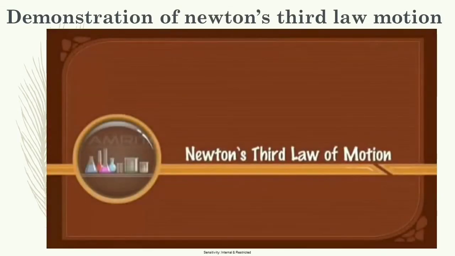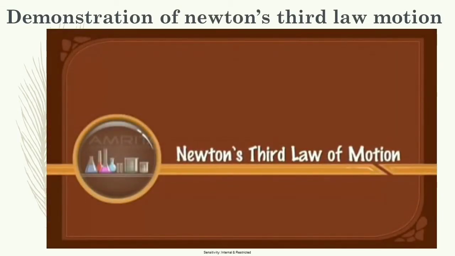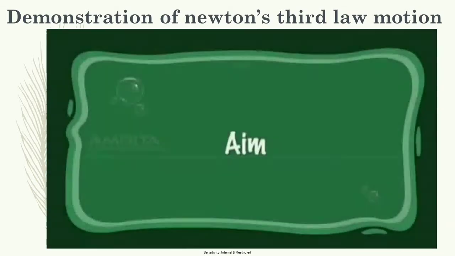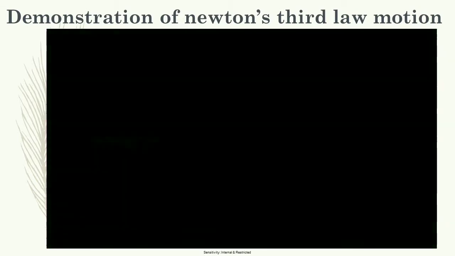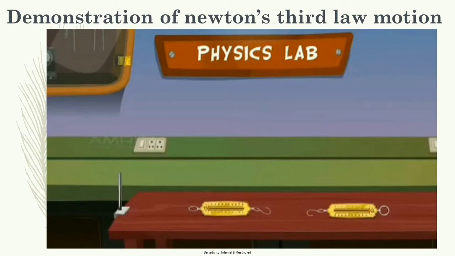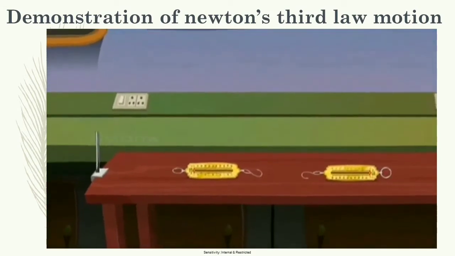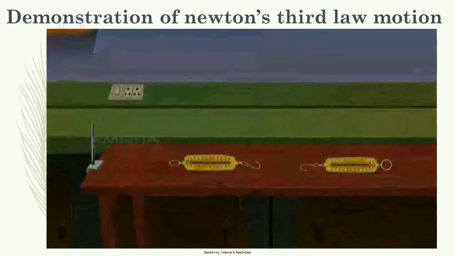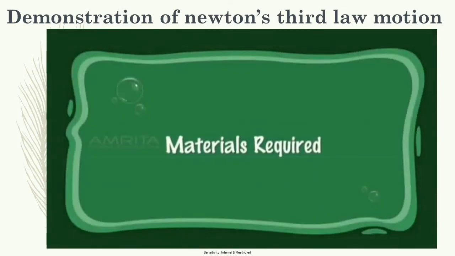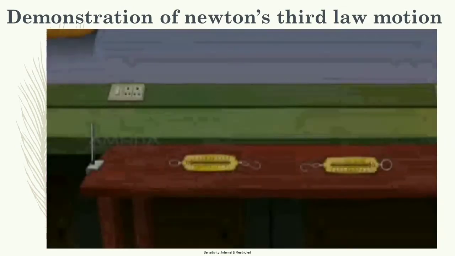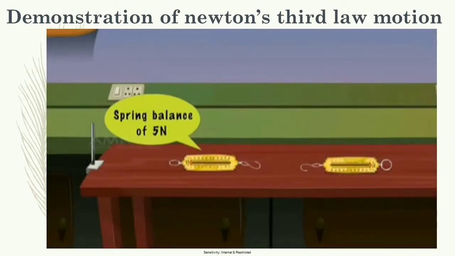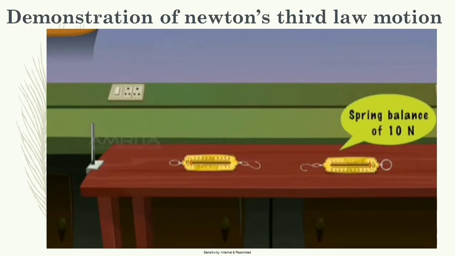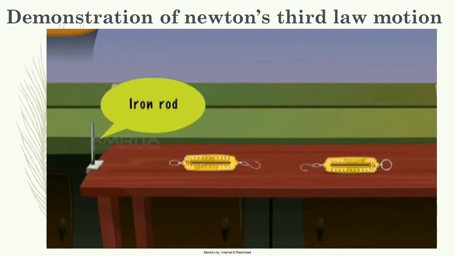Now the experimental demonstration of Newton's third law of motion. To verify this law, we have to perform one experiment, and the aim of this experiment is to verify Newton's third law of motion by the two spring balances. So material required are two spring balances, one of 5 Newton and second one of 10 Newton, and one iron rod.